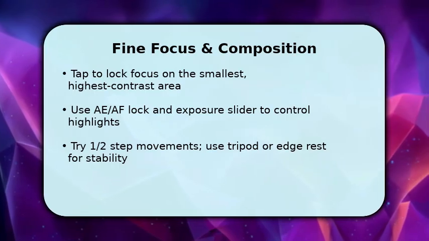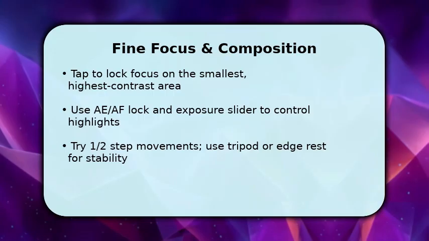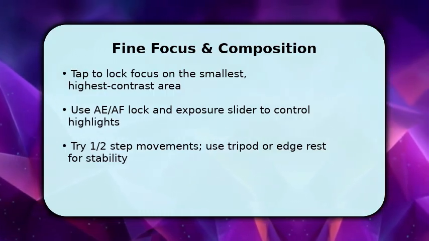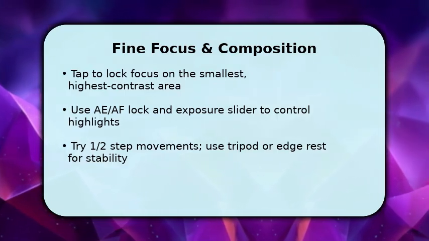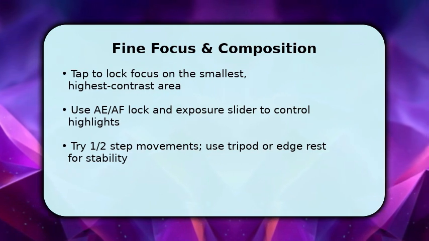Once locked, nudge the phone in half-step increments to find the precise focal plane, because depth of field is razor-thin. If possible, rest the phone on a tripod or edge to eliminate wiggle. This is why stabilized support dramatically improves micro detail in macro shots.